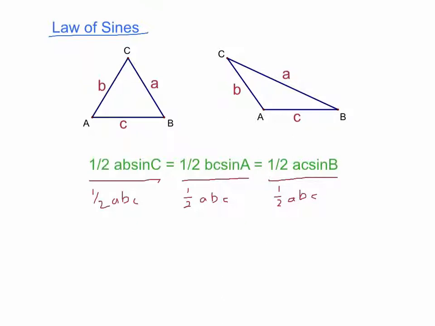So now let's see what each of these expressions simplifies down to. The first expression will wind up being equal to the sine of C over little c. The second expression will simplify down to sine of A over little a. And the last expression will simplify down to sine of B over little b. And these three different ratios equal to each other actually wind up being our law of sines.